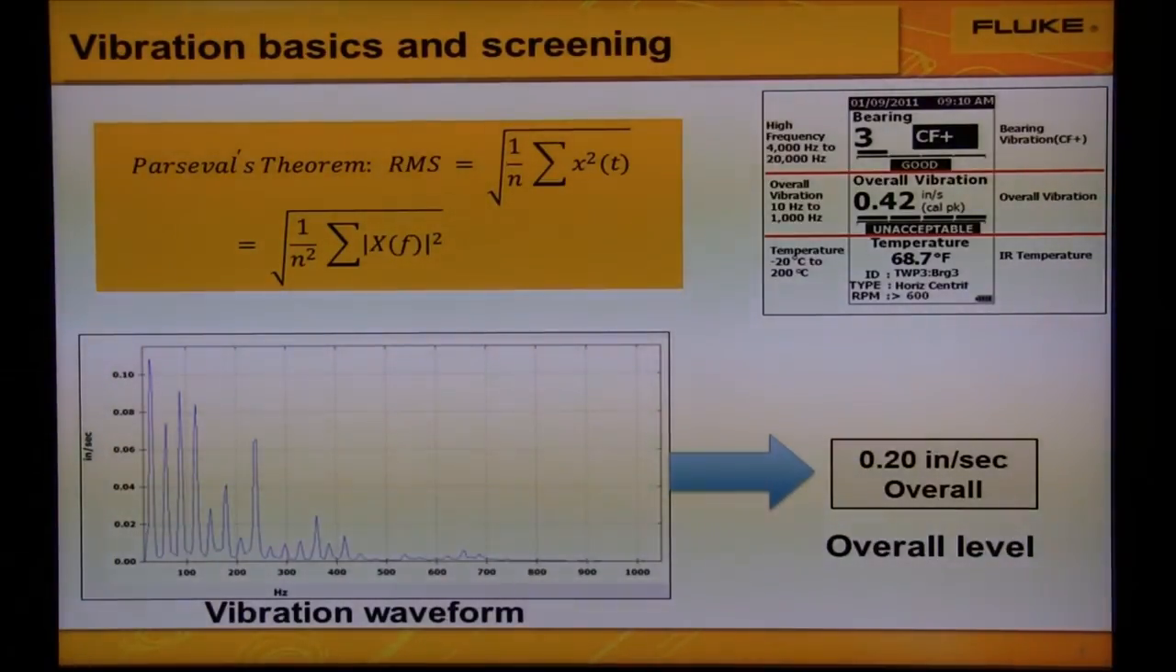Overall vibration is taken over a set frequency range of 10 to 1,000 hertz. We add up all of the RMS amplitudes and average them into one number. See the equation in the big yellow box. It reflects the energy of all vibration peaks over the entire frequency range. See the graph at the bottom. The shaft harmonics are the major contributor to the overall vibration.